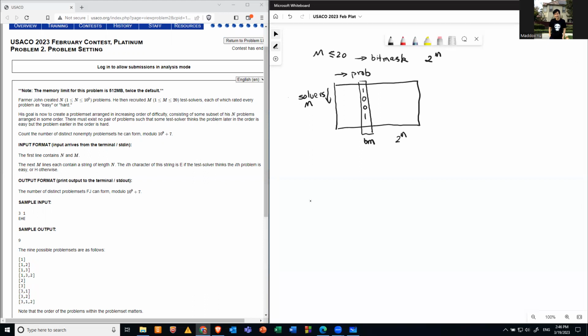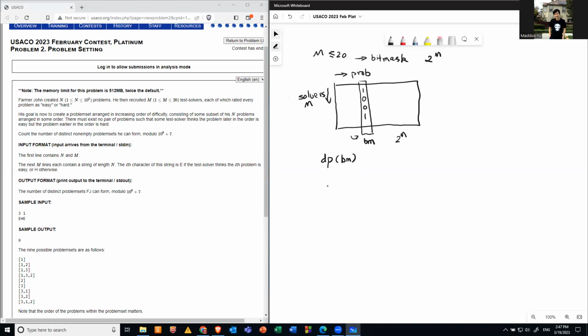For a problem like this, we usually can do it by DP. So I define my DP as the number of ways to create a problem set so that the last problem is the bitmask BM I have here. To do DP, I need to figure out how to derive from a previous state to this state.